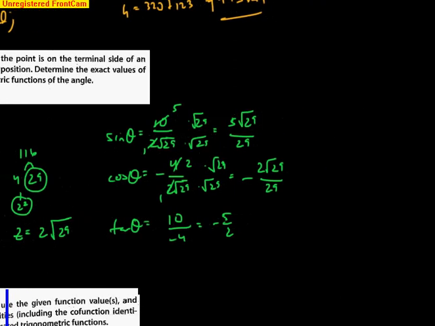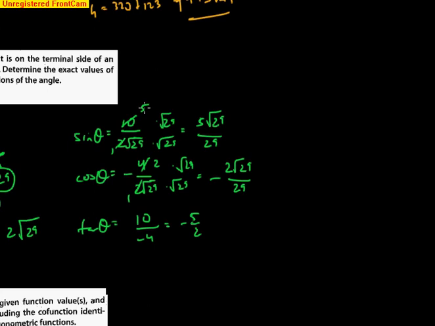So I'm going to slide over here, and I'm going to do the reciprocals. So the cosecant, which goes with the sine, if I just take the reciprocal of the original fraction, 2 radical 29 over 10, the 2 and the 10 simplify, and there is no rationalization because the radical's on top now. Radical 29 over 5.